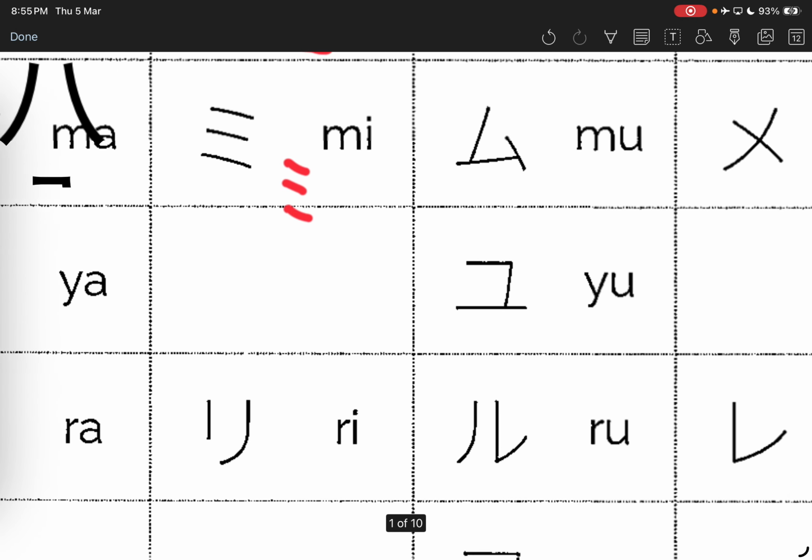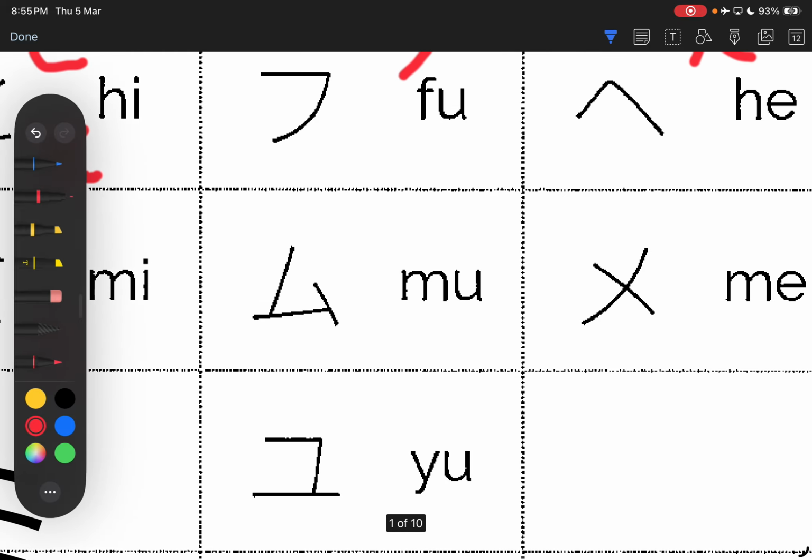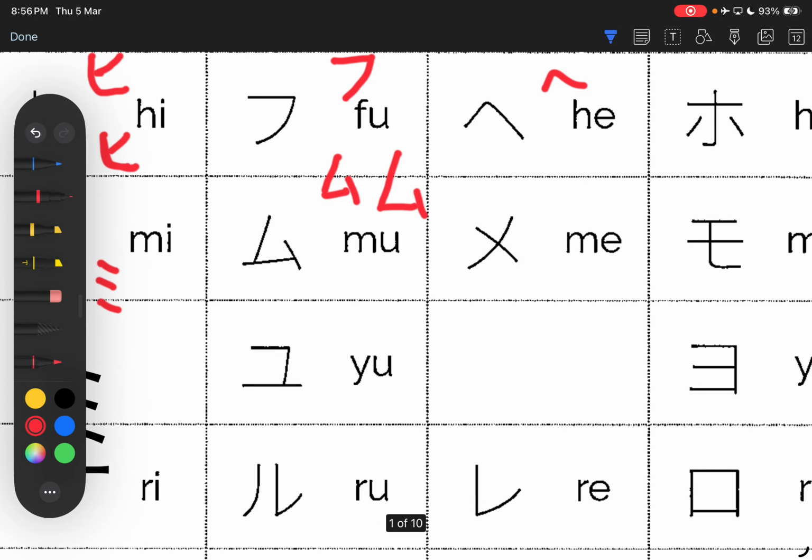Okay, next we move on. We have mu. Right, so 1, 2. It's like an inverted 7, and then we have another stroke at the end. Mu. Okay, so mi, mu. Next we have me. Me is just one slanted stroke and then another slanted stroke that goes through it. So 1, 2. The second slanted stroke is significantly shorter.